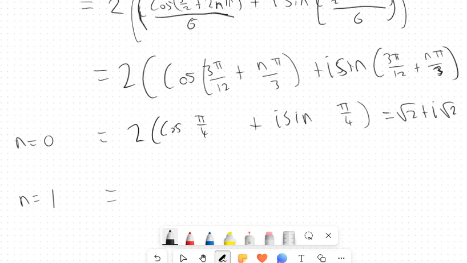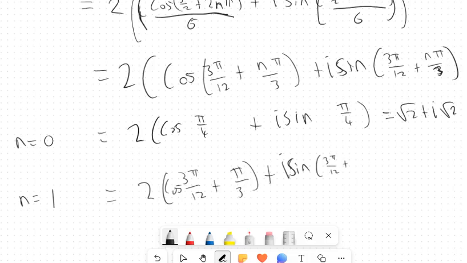Then you just put in a 1 everywhere. So the second one, it would be 2 times cos of 3 pi over 12 plus, well, n is 1, so therefore plus pi over 3, plus i sine of 3 pi over 12 plus pi over 3.